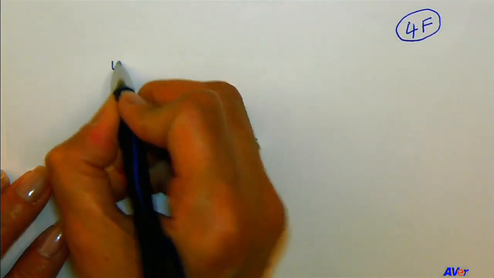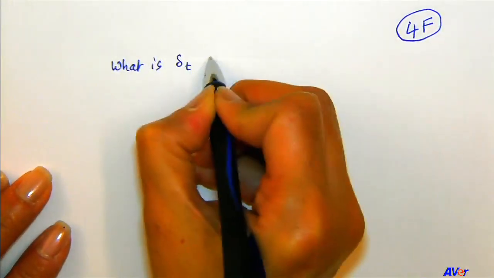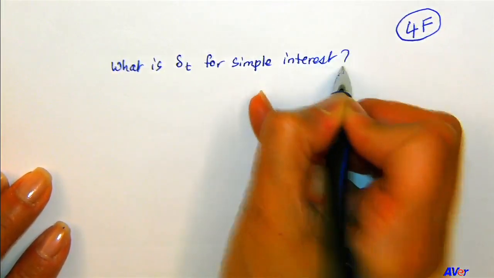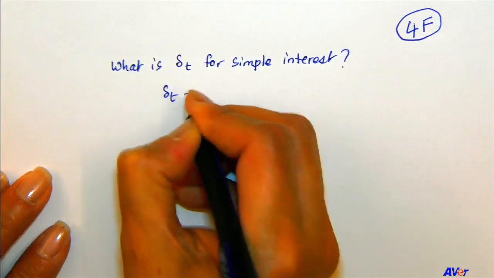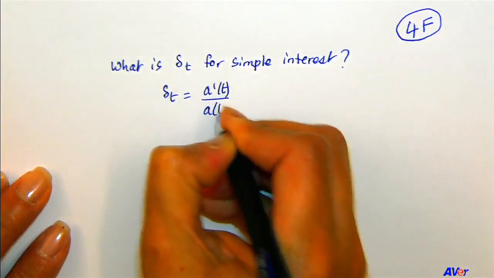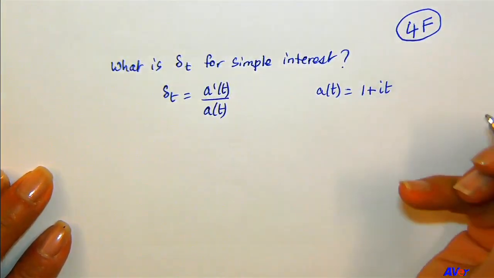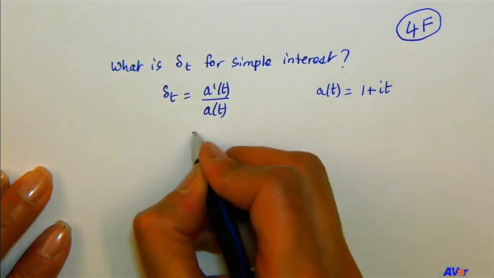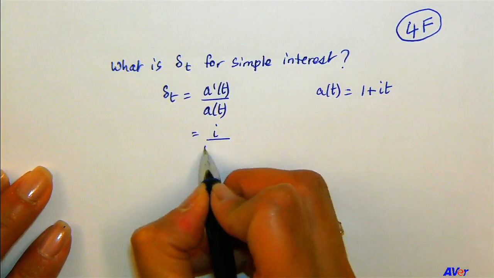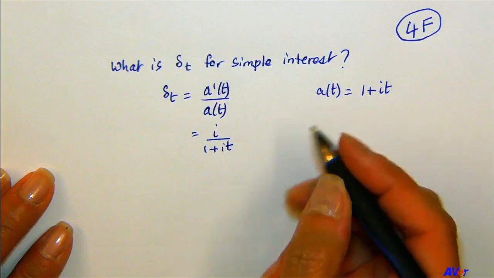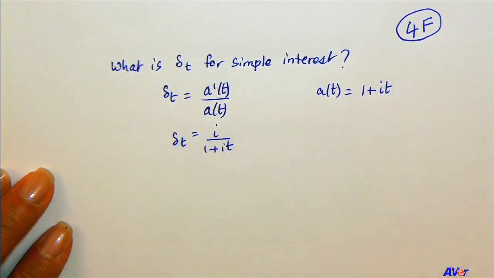What is the formula for delta t for simple interest? Let's do it right now. You don't have to memorize that, you just do it. Let's see, 4f. What is delta t for simple interest? So a prime of t over a of t, right? Where a of t is equal to 1 plus it, correct? So a prime of t is i over 1 plus it. Now that is not the delta I saw in the previous problem, so I cannot assume simple interest. Get it? Okay.